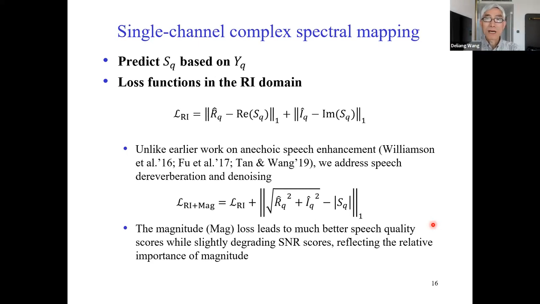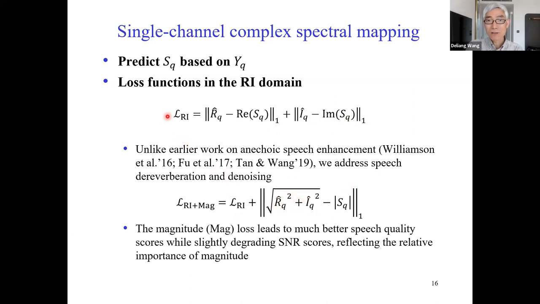So if we have a single channel, the task of complex spectrum mapping can be formulated as follows. We want to predict S Q. This Q is the reference microphone. Based on the microphone recording Y Q. And the loss functions are going to be formulated in the real and imaginary domain, the RI domain. This is simply the difference between the target signal's real component and the estimated target signal's real component, and this is the L1 norm, plus the imaginary components of the target signal and the estimated target signal. Compared to earlier work that performs enhancement in the real and imaginary domain, we have added a magnitude term.